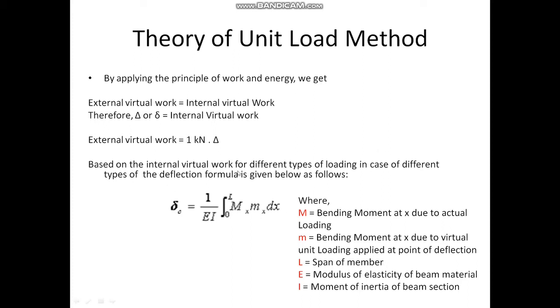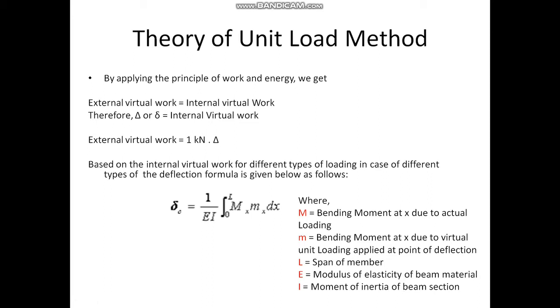And based on the internal virtual work for different types of loading, in case of different types of deflection, the formula is given as follows. That is, delta equals to 1 by EI integration 0 to L capital M into small m into dx, where capital M is the bending moment at x due to the actual loading, small m equals to the bending moment at x due to virtual unit loading applied at the point of deflection, capital L equals to the span of the member, E equals to the modulus of elasticity of the beam material, and I is the moment of inertia of the beam section.